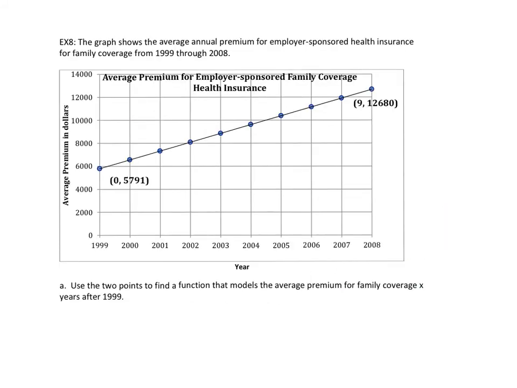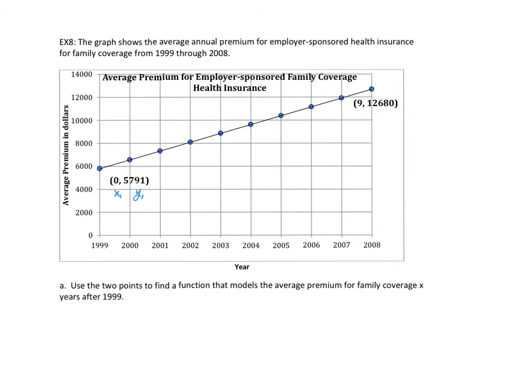Let's look at another application with the slope. Example 8. This is another graph that has to do with healthcare. The graph shows the average annual premium for employer-sponsored health insurance for family coverage from the year 1999 through 2008. What this represents is how much an employer would pay to give one employee family coverage. Now it starts in the year 1999. So what I'd like to do is look at this first point. This first point would be my x sub 1, which is 0, and my y sub 1, which is 5791.